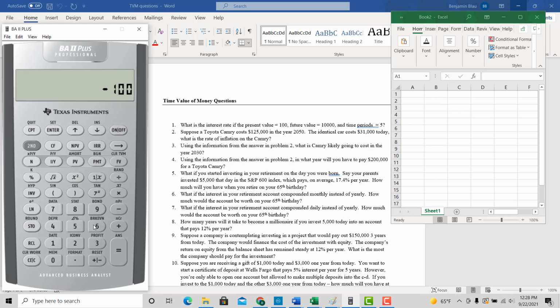So I'm going to say negative present value of 100, and 10,000, and I enter that into the future value function. Zero payment. I'm solving for the interest rate, I/Y, but I've got to enter 5 years into my time period, N function there. And then I compute I/Y.